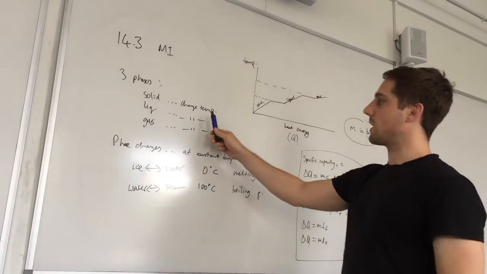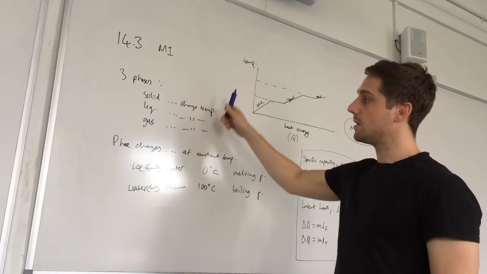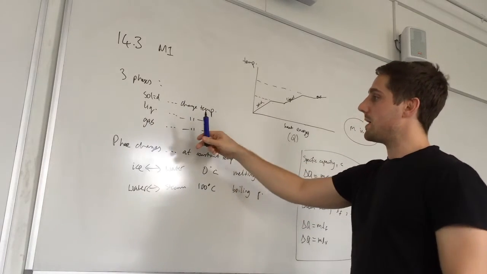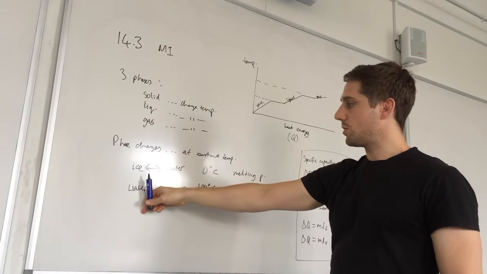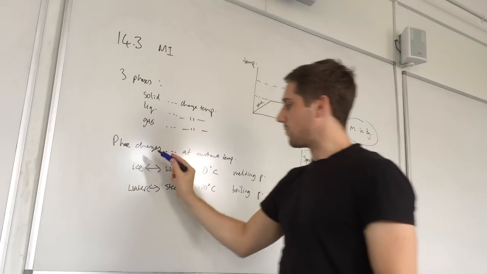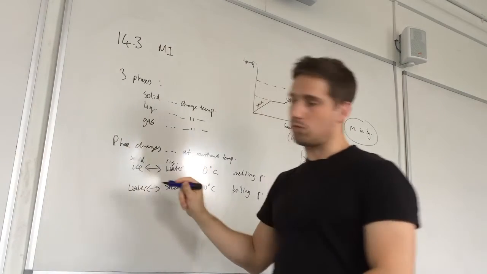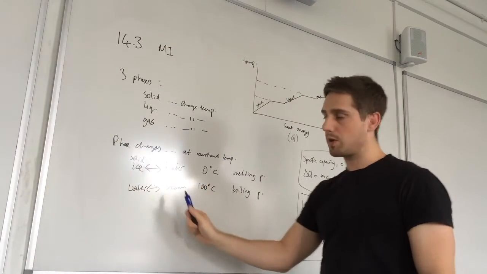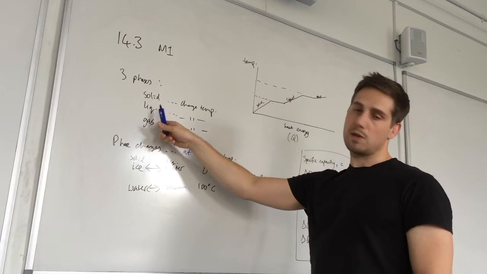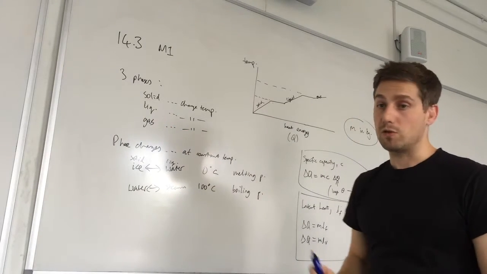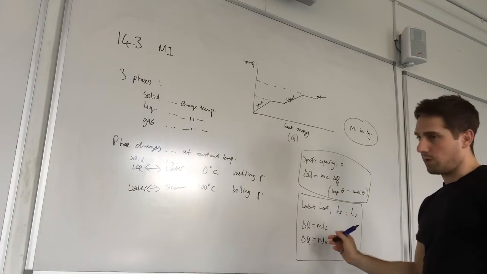So you'd work out firstly the change in temperature required to heat the solid from the temperature it started at to the melting point. Then you would need to work out how much energy is required to change it from solid to liquid, and then work out how much energy is required to change the temperature from its melting point to whatever temperature it finished at. So that's using a combination of these equations.